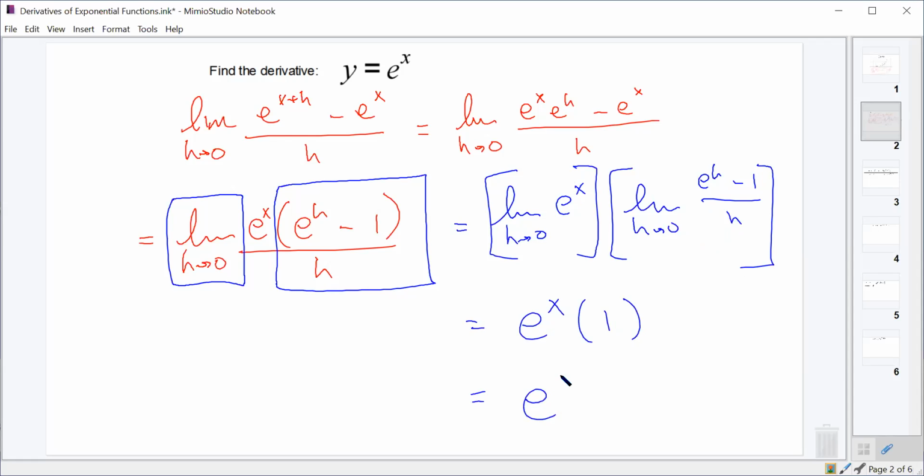It's just e to the x. Wait a second. You're telling me that the derivative of e to the x is e to the x? Yep, that's true. The derivative of e to the x is e to the x. Guess what the second derivative of e to the x is? E to the x. Guess what the 1/1,000,000th derivative of e to the x is? It's still e to the x, right? Everybody good with that? That's a derivative you want to know and memorize. It should be easy to memorize since you only have to remember one function, e to the x.